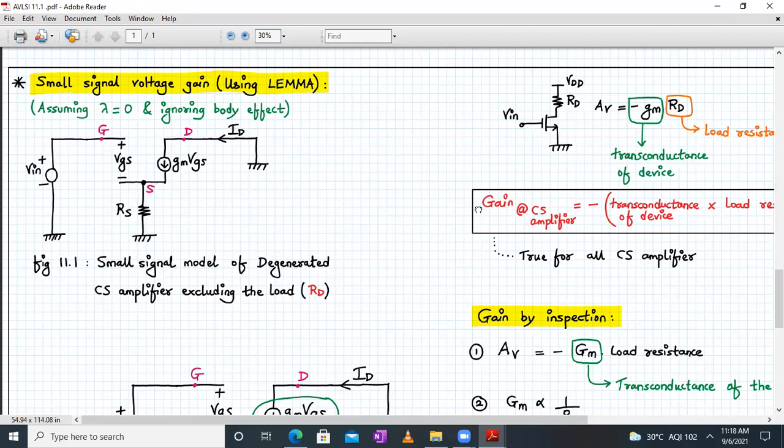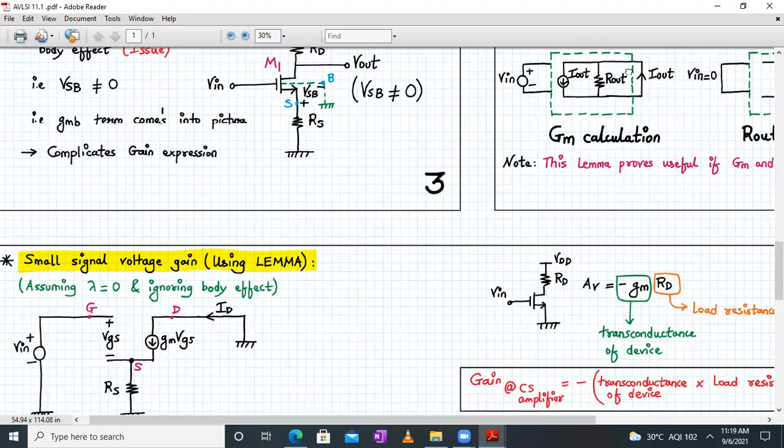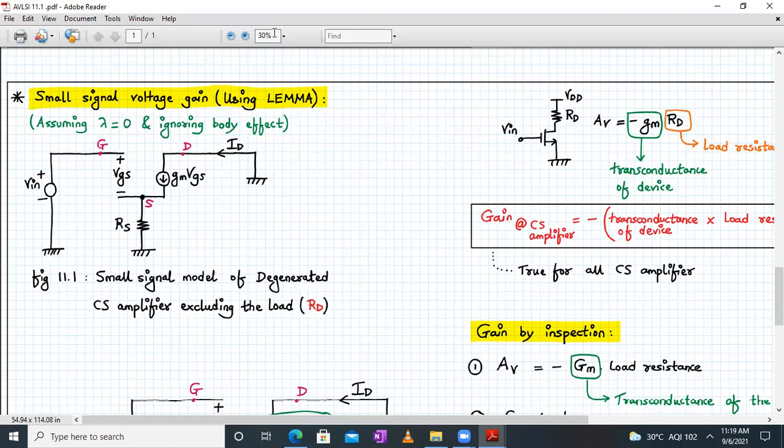So what we will do is now derive the same small signal voltage gain using the lemma technique. Here is my circuit diagram: the small signal model of a degenerated CS amplifier excluding the load resistor RD. We are excluding it right now, so we have not included the load resistance over here. We have just drawn the small signal model.